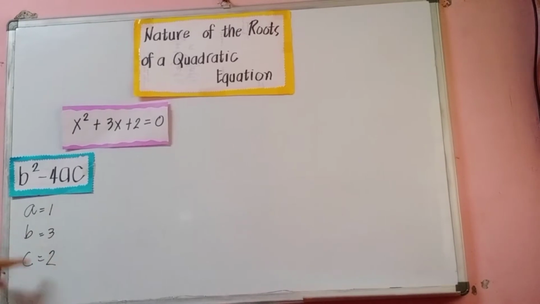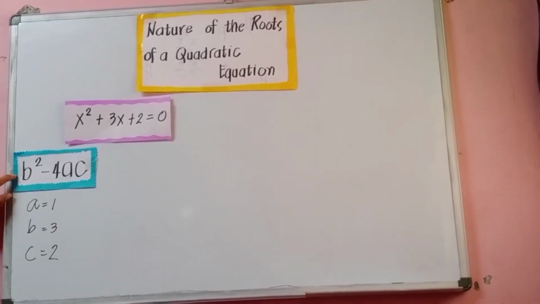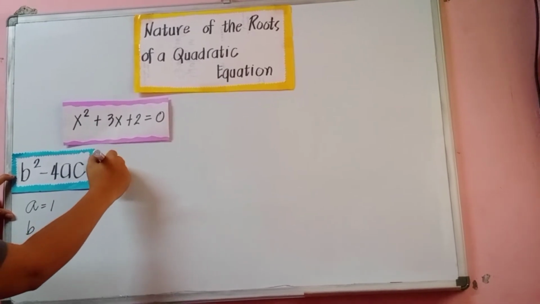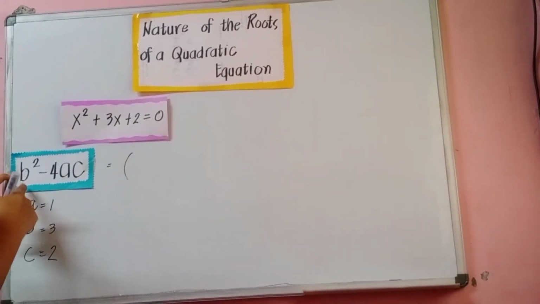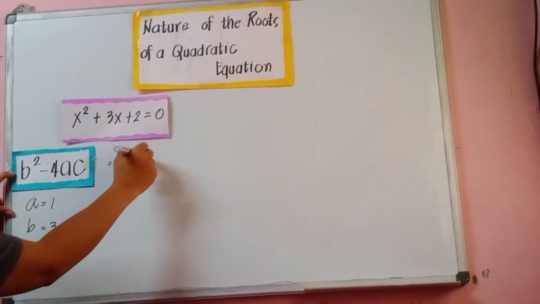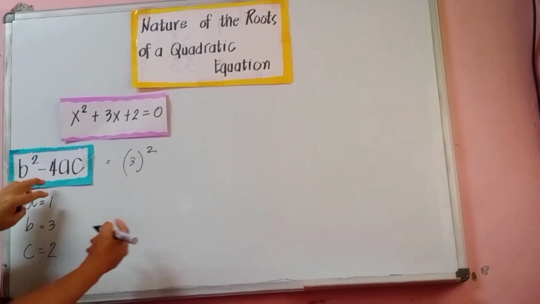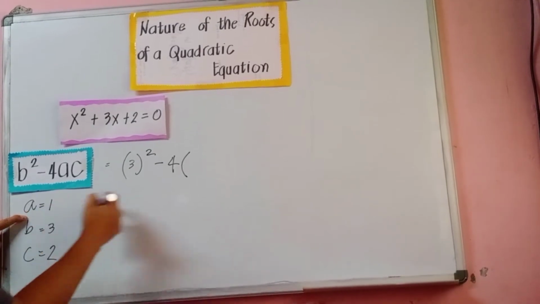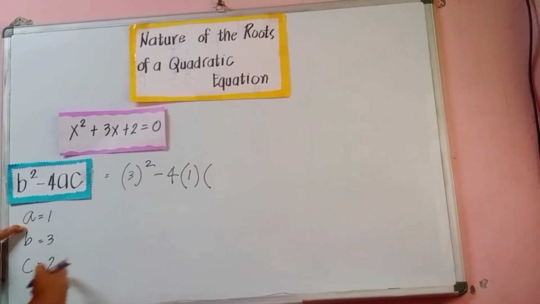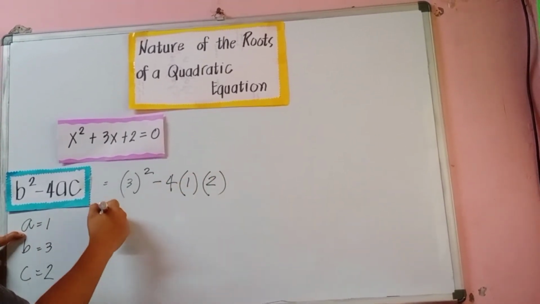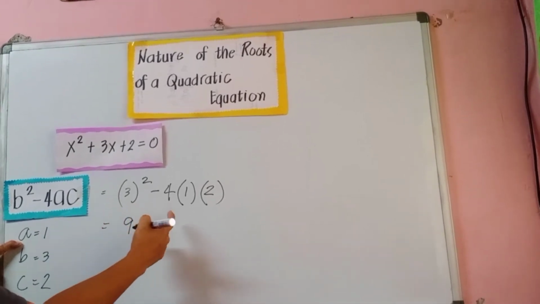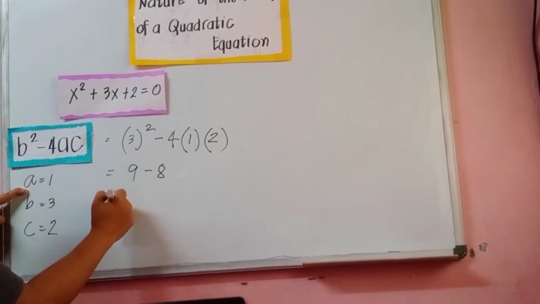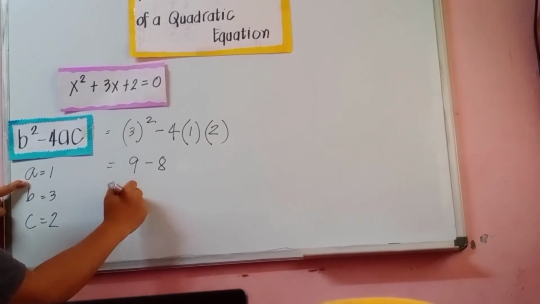Now, using these values, we are going to substitute these values to the formula. So we will have, instead of b, we're going to write 3. And then following the formula, we have minus 4, and then times a, which is 1, and times c, which is 2. Now, 3 squared is 9. Negative 4 times 1 times 2 is negative 8. And 9 minus 8 is 1.